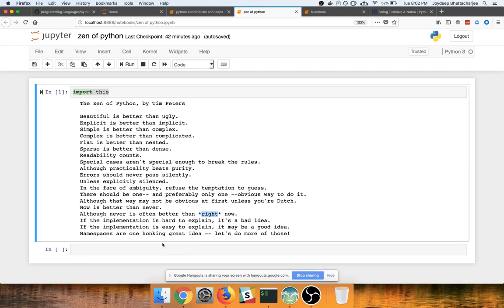I love the next two things. If the implementation is hard to explain, it's a bad idea. If the implementation is easy to explain, it may be a good idea. So hard to explain is definitely a bad idea. But if the implementation is easy to explain, it may be a good idea. It's not guaranteed that it's a good idea, but it may be.